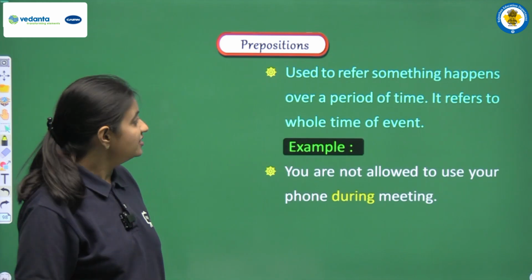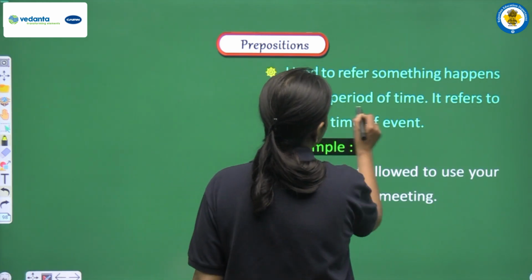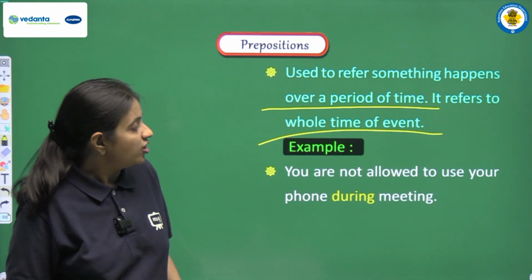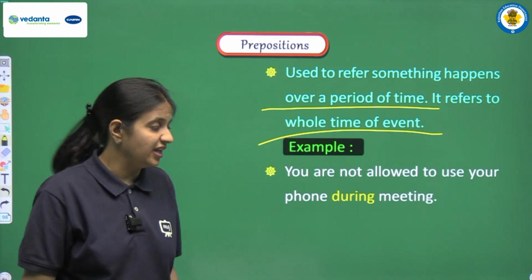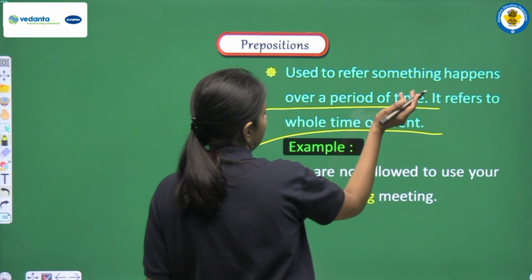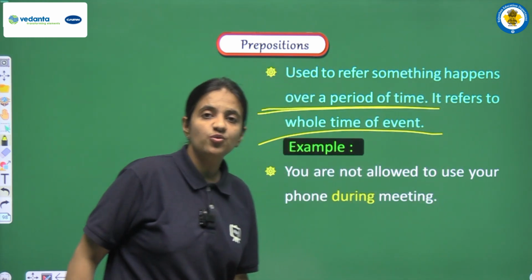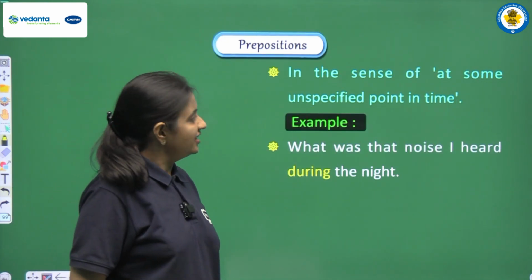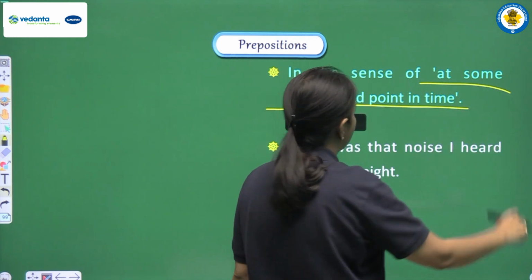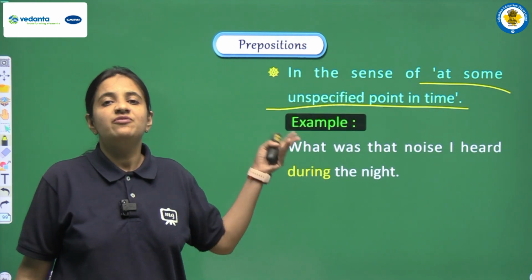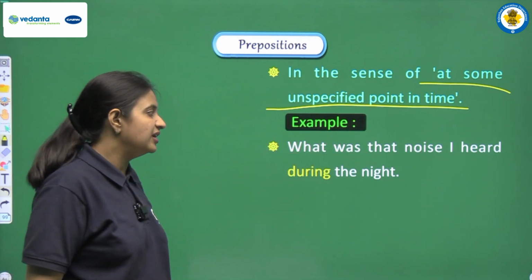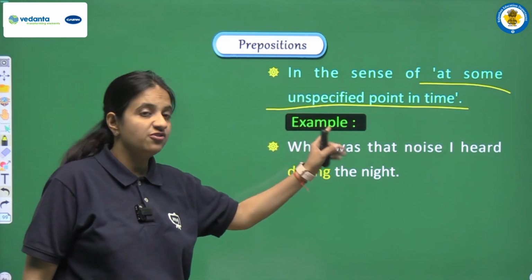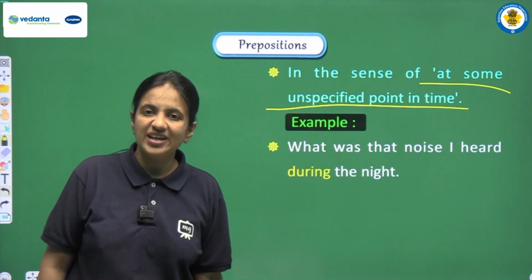Okay. Next, it is used to refer to something that happens over a period of time, or it refers to the whole time of an event. Let's see the examples. You are not allowed to use your phone during meeting. Okay. So yes, when we are talking about something that actually happens over a period of time, then also we can use during in a sentence, like we are having here in this example. Next, in the sense of at some unspecified point in time. So yes, with the help of during, we can also show this kind of sense. So let's see the example. What was that noise I heard during the night? So when we are talking about some unspecified point of time, then also we can use during in a sentence.